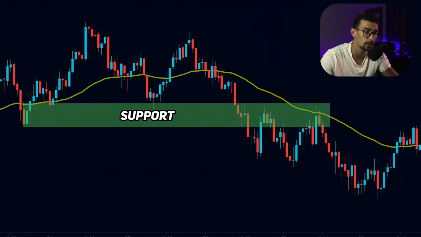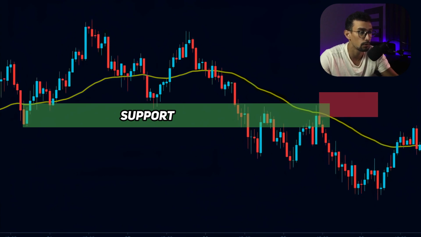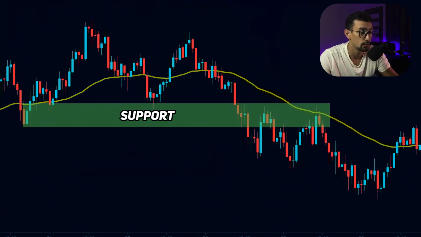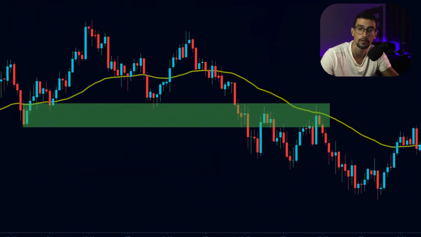So we can sell here and we can keep our stop loss above the resistance level, and we can place our targets at 1.5:1 risk to reward ratio. As you can see, the price comes into this area, finds resistance and makes a strong down move. We made a profit on this trade.